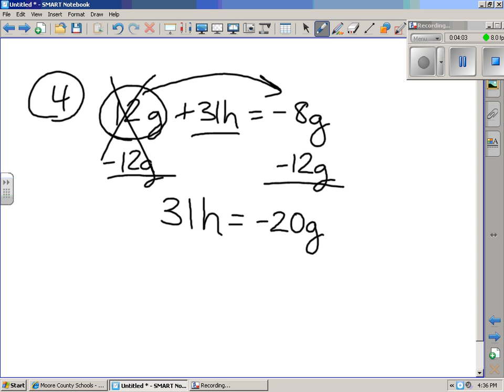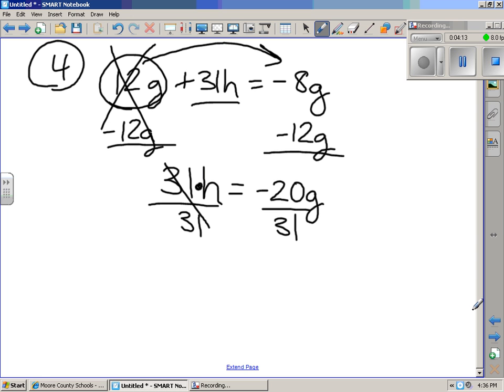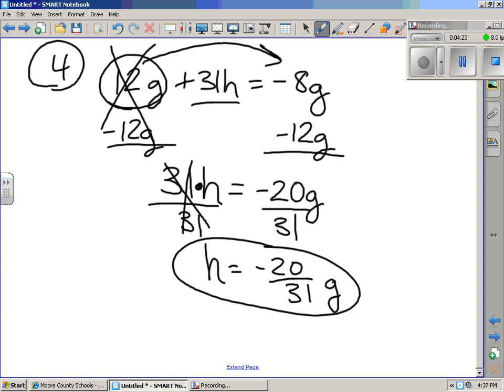And the final step here to get h alone is to get rid of the 31. Since 31 is being multiplied by h, the inverse operation is division. On the left side, 31 divided by 31 is equal to 1, so we're left with 1h. On the right side, we're left with negative 20 31sts g. And that's your final answer for number 4.